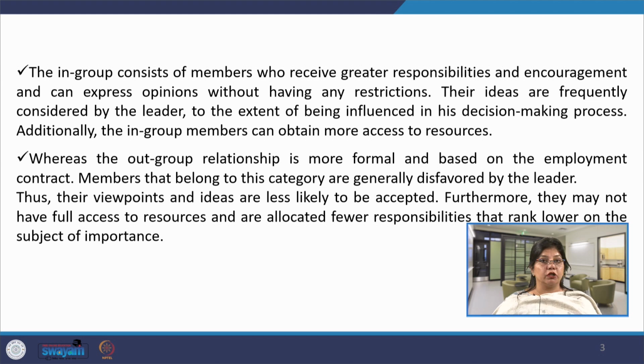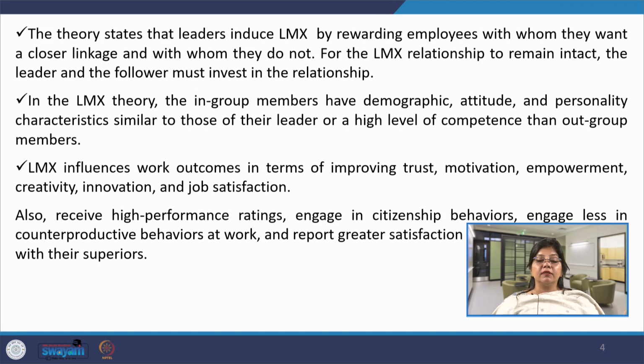or leader member exchange theory of leadership. Now, the point is that in this kind of leadership style, whenever there is time pressure, whenever the environment is demanding, it is very difficult for the leader to approach every member. The leader tries to establish a very close bonding with some specific members, identifying those members who have better knowledge in comparison to some other followers, and he or she tries to establish that kind of relationship with those members and form an in-group, and the other members fall in the category of out-group. So, the theory states that the leaders induce LMX by rewarding employees with whom they want a closer linkage and with whom they do not.